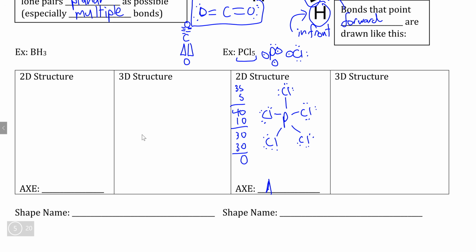Now, if we want to calculate phosphorus pentachloride's AXE notation, we know that phosphorus has no lone pairs, so there is no E here.